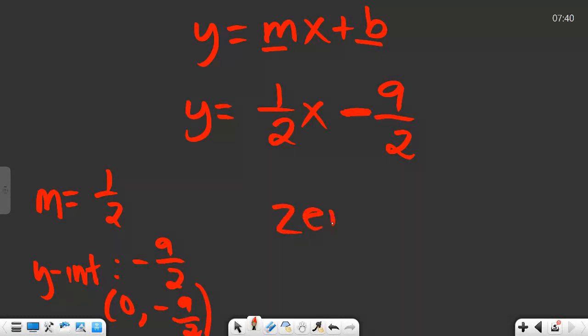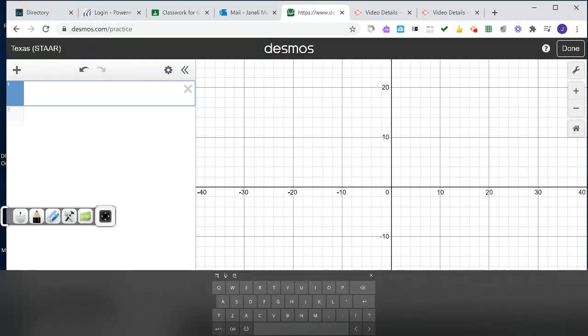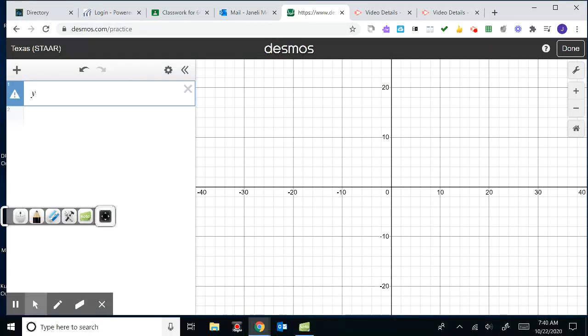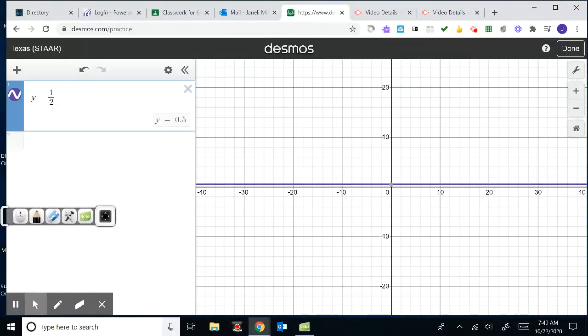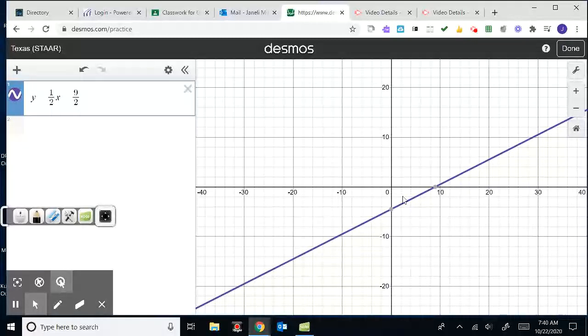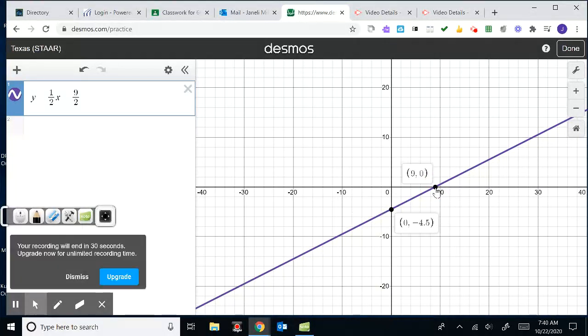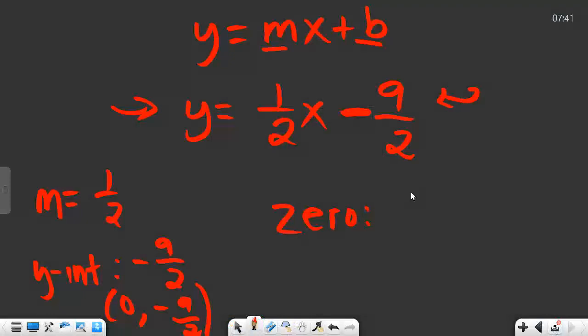And then to find the 0, all you have to do is type this equation into decimals. So it's going to be y equals 1/2 x minus 9 over 2. Notice that -9 over 2 is also the same thing as -4.5. That's your y-intercept. And then your 0 is 9. This is where it's touching the x-axis.